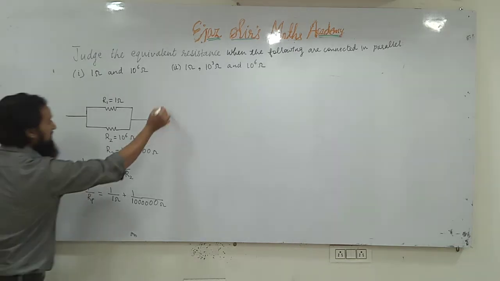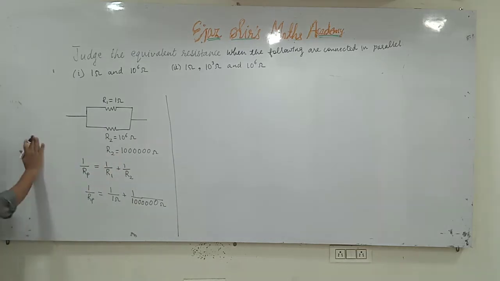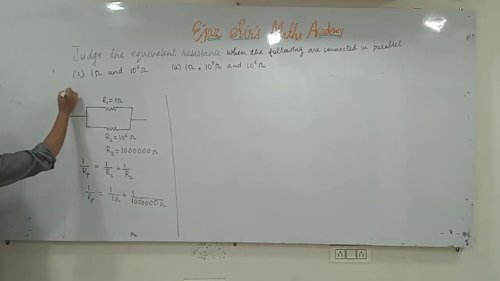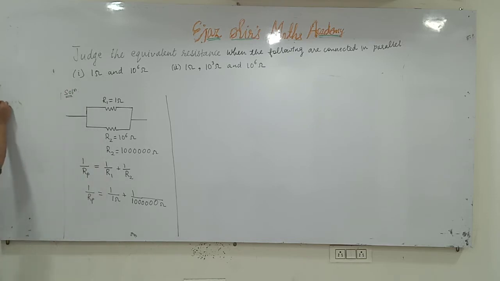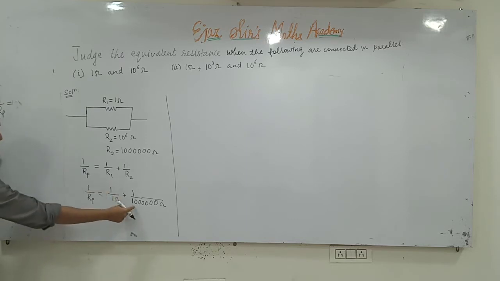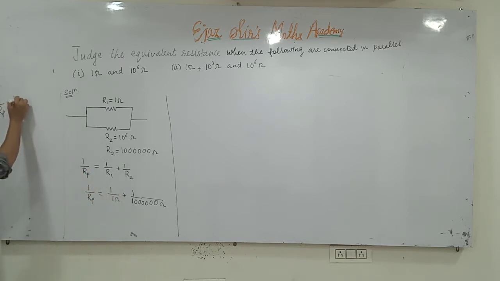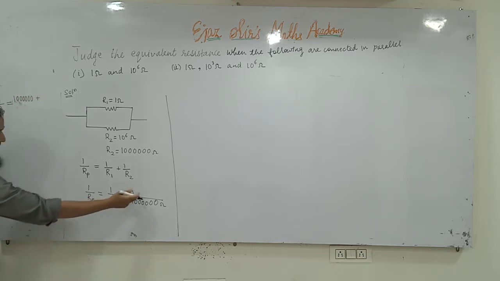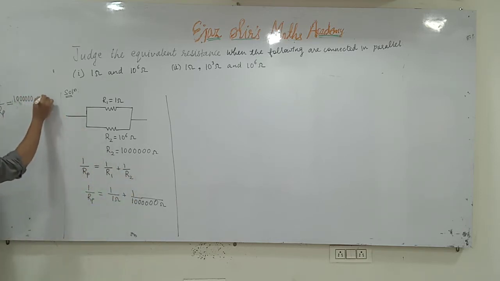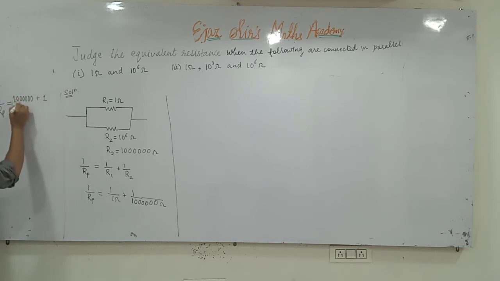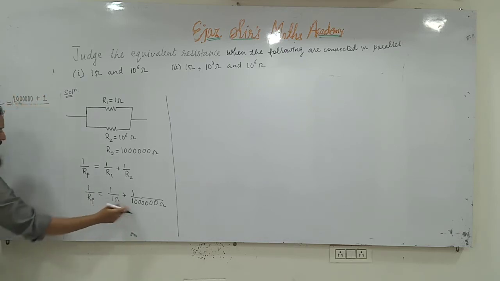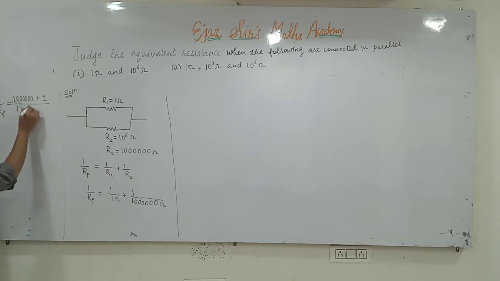Now how are we going to solve it? I think I should solve it here on the left hand side. This is the solution, starting from here. So 1 upon Rp is equal to, we will do cross multiplication. This 10 lakh will come here, plus this 1 will be here plus 1, divided by the product of these two, 1 into 10 lakh.